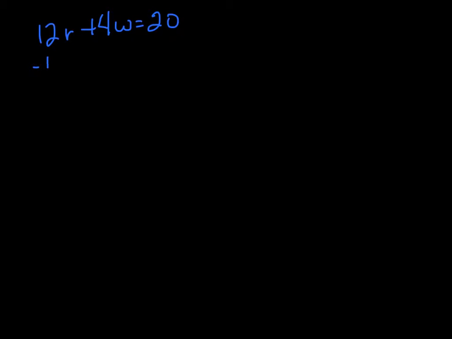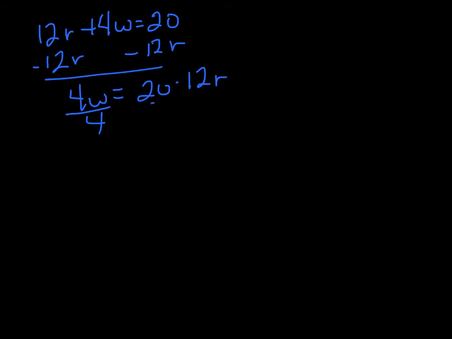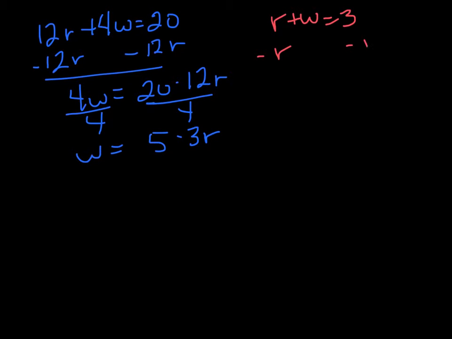So I'm going to subtract 12r from both sides. So 4w equals 20 minus 12r. Divide by 4. So w equals 5 minus 3r. Like the second equation. To solve for w, subtract r from both sides.